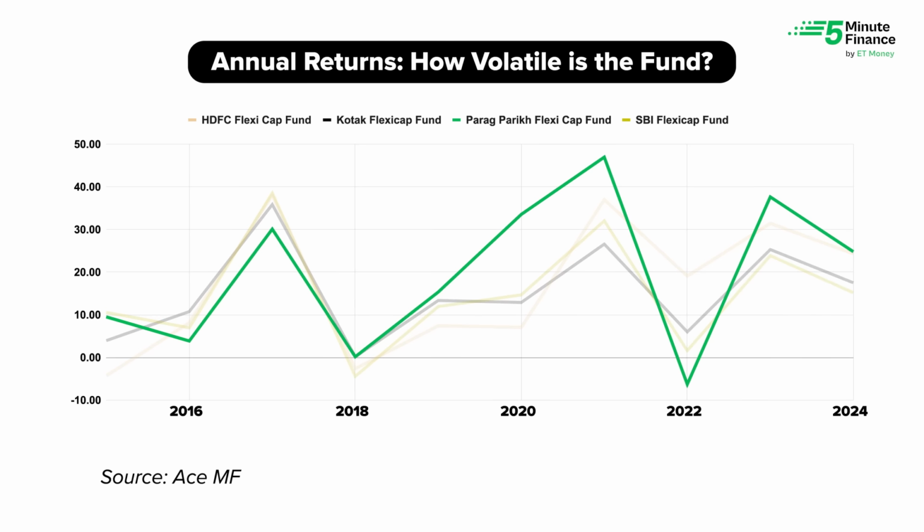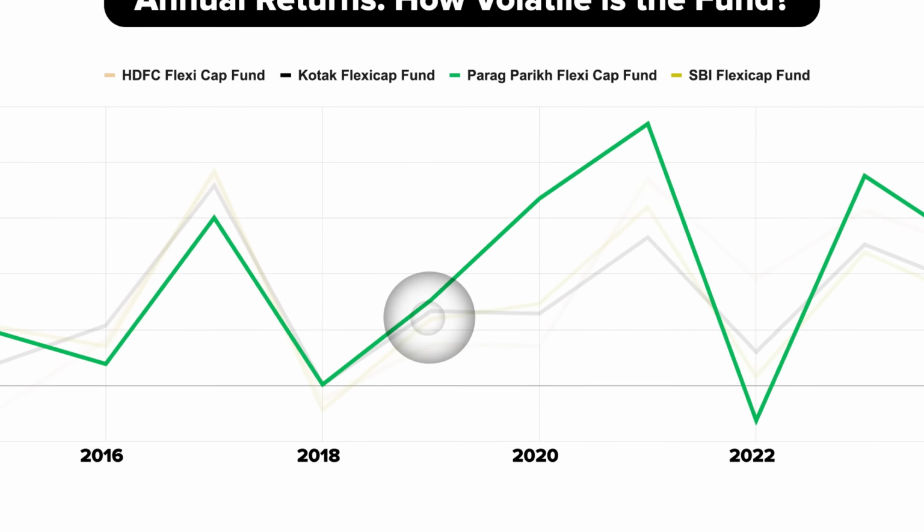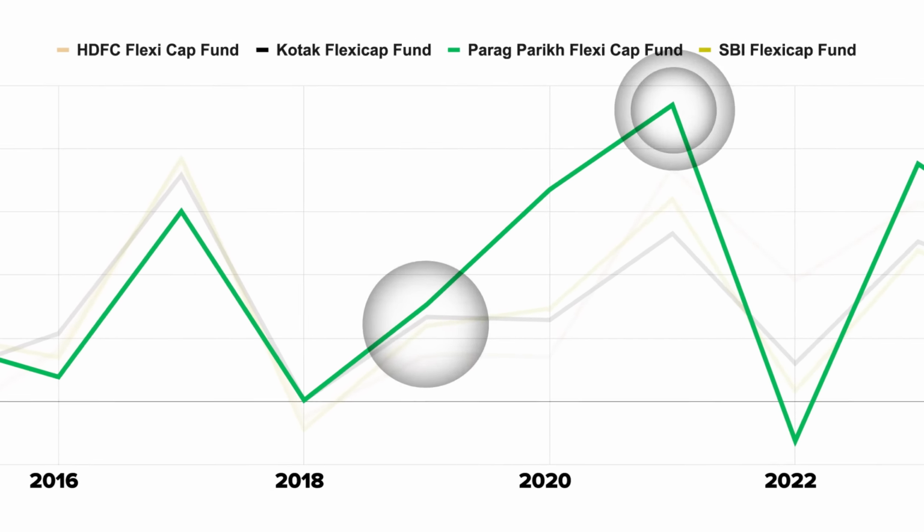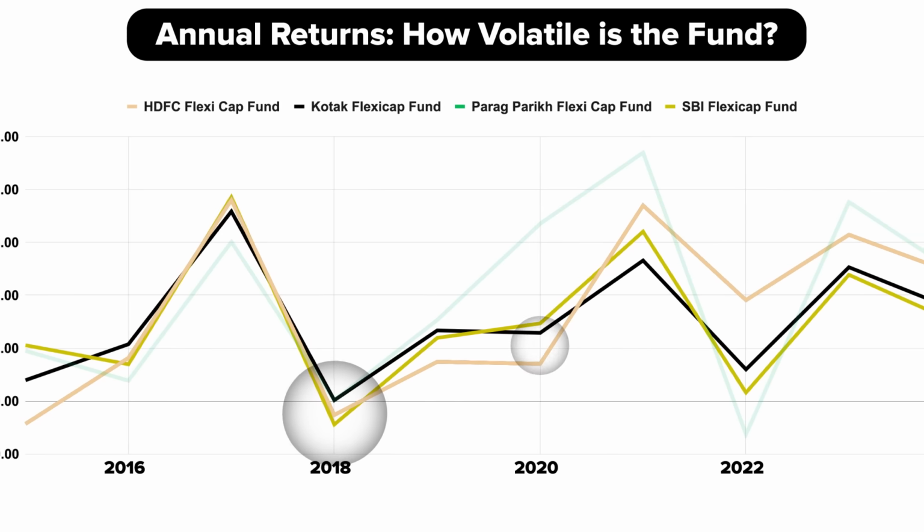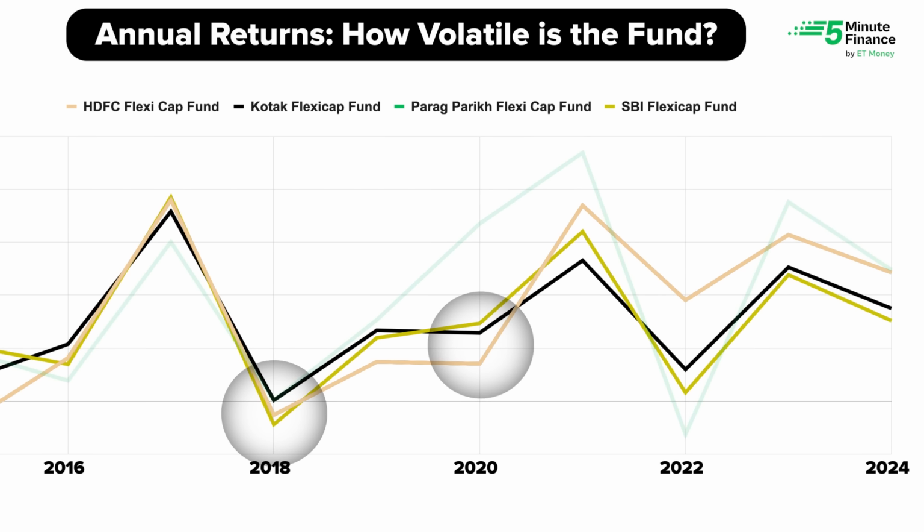While Parag Parikh Flexi Cap Fund seems to have delivered higher returns than other funds during the 2019-2021 phase, it bottomed worse in 2022 as compared to the other 3 funds as well. Similarly, you can see how HDFC Flexi Cap Fund gave negative returns in 2015, while all others gave positive returns. In 2018 and 2020 also, the fund fell more than other funds.